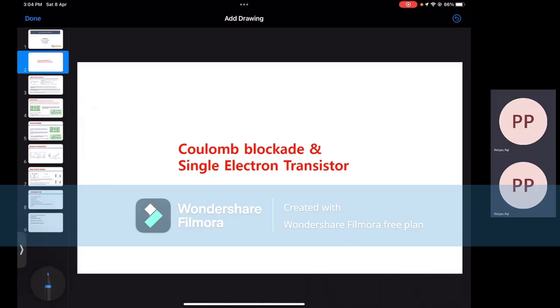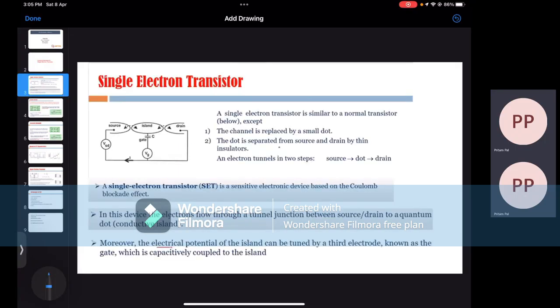It's not moving here. Okay, so the Coulomb blockade and the single electron transistor are what we need to understand, along with some concepts related to the assignment questions, so that you will be able to solve them. I hope with this it will be very clear to all of you. So with this, I want to start.